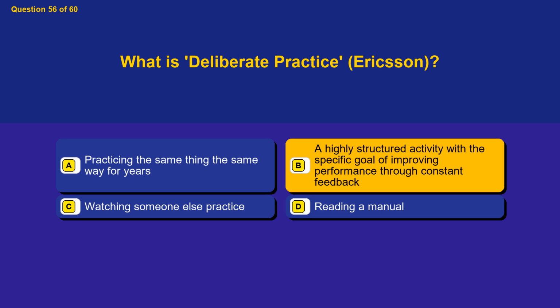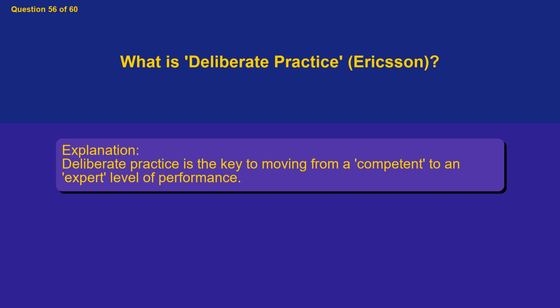The correct answer is option B. A highly structured activity with the specific goal of improving performance through constant feedback. Deliberate practice is the key to moving from a competent to an expert level of performance.